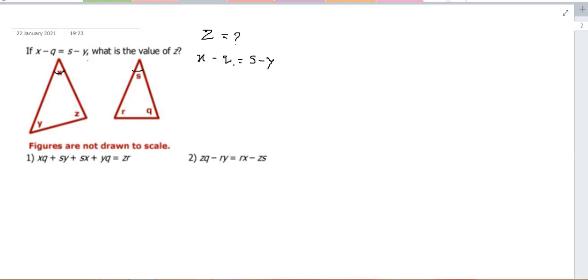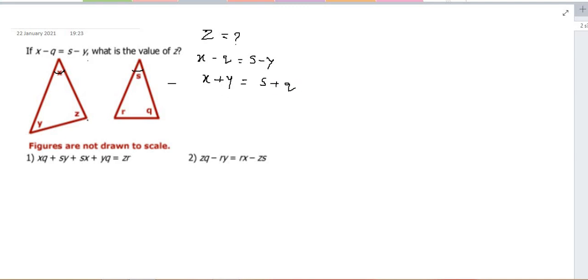Okay, so as usual, if you are given some information in the question stem, we analyze that first. What would be a good idea? Because x and q are angles from different triangles, similarly s and y are also from different triangles. Let's get the angles of the same triangles together. So let's write x and y together. So this will be x plus y is equal to s plus q.